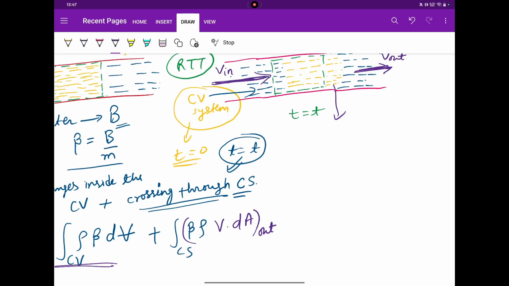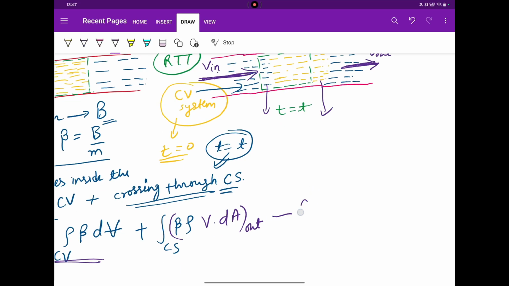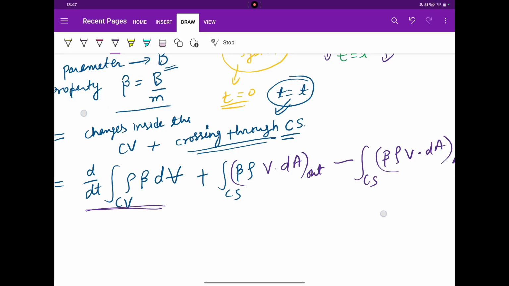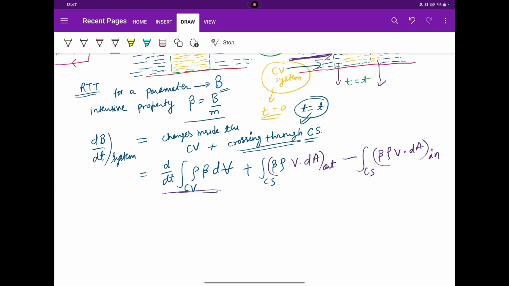Fine. And will you consider this blue fluid? No. What has come in, you don't care about that, so that part you have to remove. Control surface integral of beta rho v dot dA in. Okay, so this is your Reynolds transport theorem. Let me zoom in a little bit. I hope it is clear.